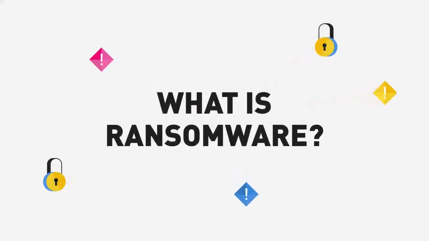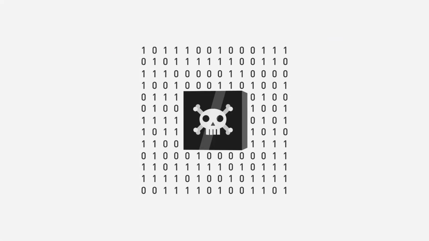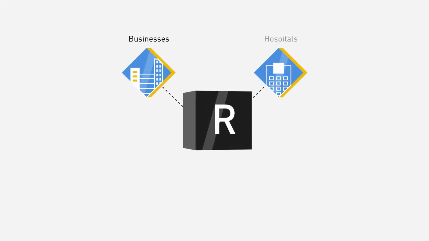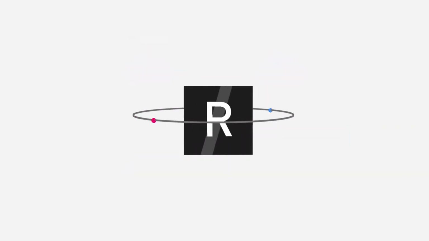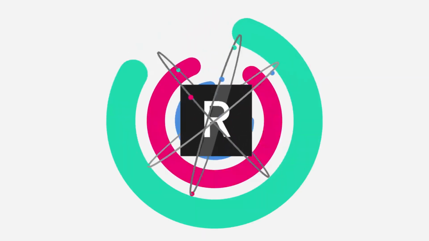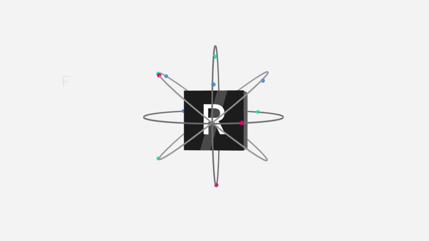What is ransomware? Ransomware is a type of malicious software, or malware for short. Ransomware may present itself in a few different ways, affecting individual systems as well as networks of businesses, hospitals, airports, and government agencies.